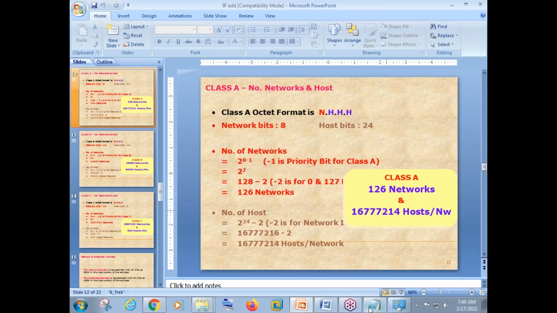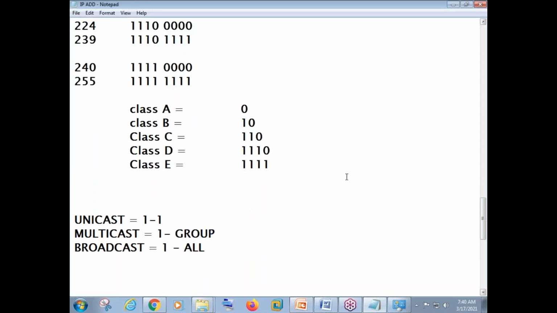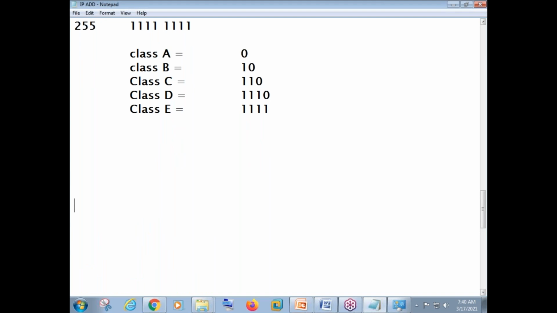Let us see a simple example first. For example, imagine we have 2 bits here, that is 0 and 0. How many combinations are possible? 0 0, 0 1, 1 0, 1 1. So we have totally 4 combinations possible here, because we have totally 2 bits.